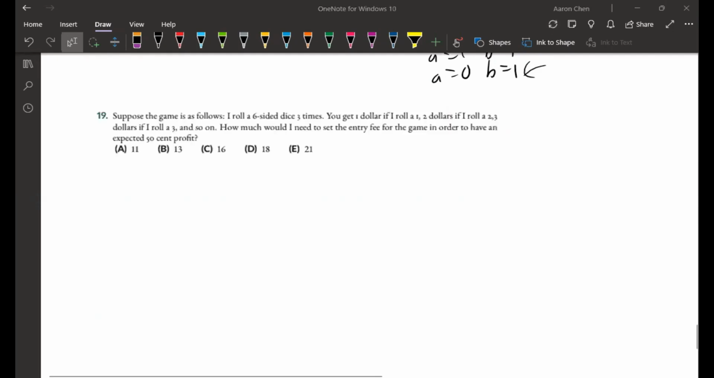So this kind of tested expected value, which is something that usually probably will not appear on the 8s. But regardless, MAA doesn't really care about that anymore, I think.